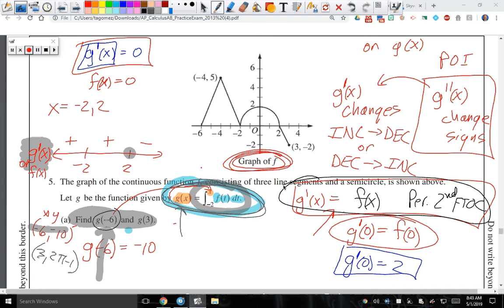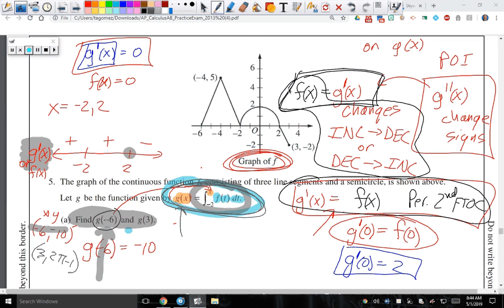Because of the second fundamental theorem, which we will place again in part D, we know that a relationship occurs between the f of x graph and the G prime. They're the same. So you're looking at when f of x changes from increasing to decreasing, or vice versa. That will tell you where the POIs occur on G. So on that interval, it's going to be here, here. Are there any others? 0. Any others? That's it.